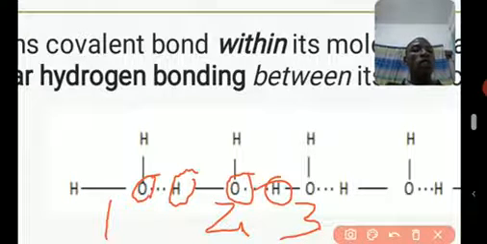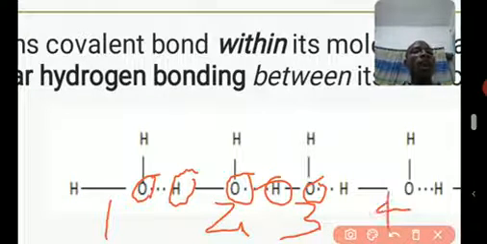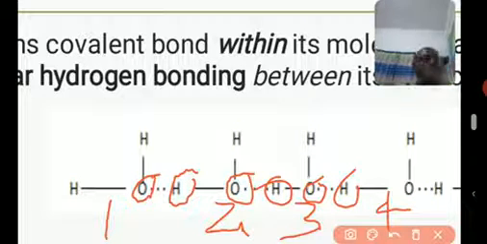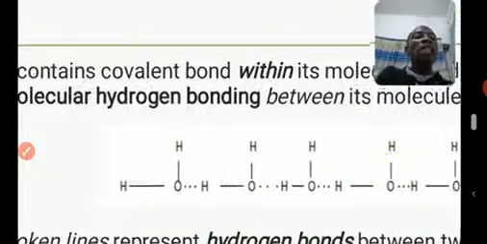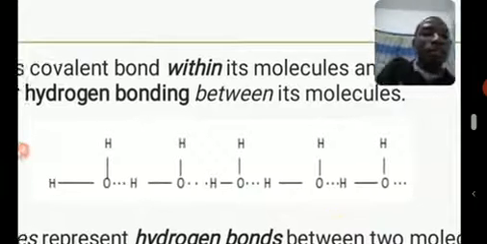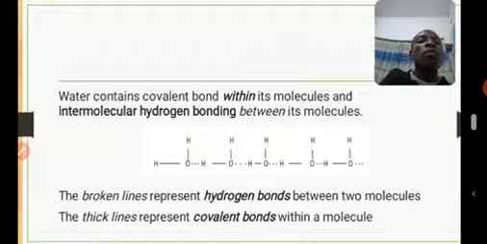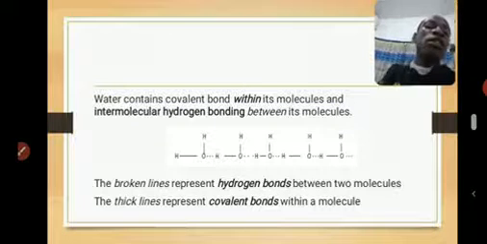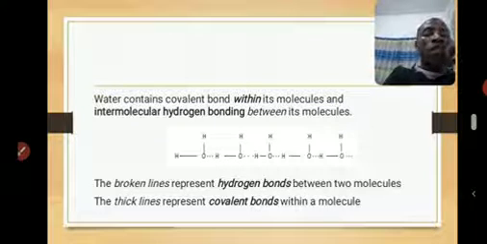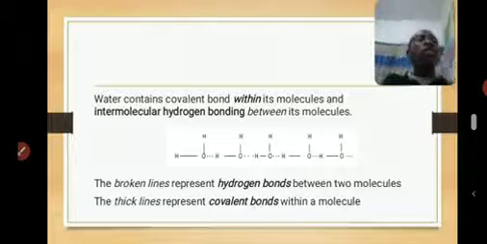Now also the oxygen of molecule three joined to the hydrogen of molecule four. So you can see the intermolecular hydrogen bonding. That bonding, that broken line, is called hydrogen bonding. Hydrogen bonding is a type of bond that occurs when hydrogen is covalently bonded to an electronegative atom like oxygen. Remember the definition. So water contains hydrogen bonding. The broken line represents hydrogen bond, while the thick lines represent covalent bond within a molecule. Don't forget that. So those are the chemistry within the water molecule.